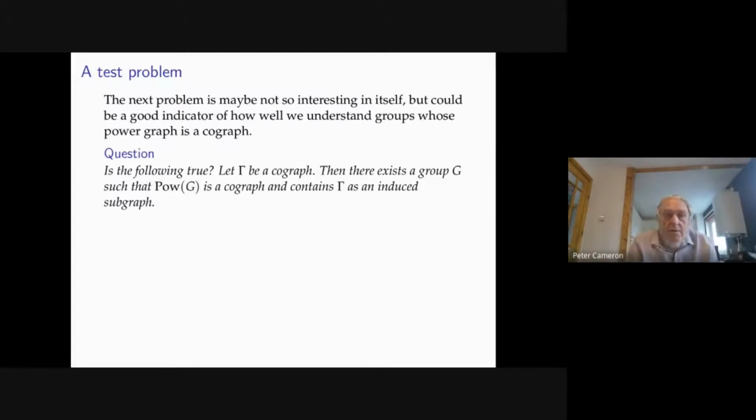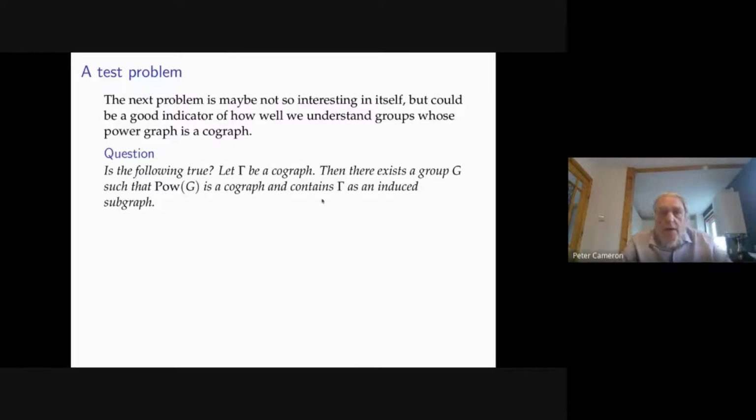But anyway, I propose this problem, which will be a sort of test case to see how we're getting on. Suppose we're looking at groups whose power graph is a cograph. Is that universal for the class of cographs? In other words, given any cograph gamma, can you find a group whose power graph is a cograph and contains gamma as an induced subgraph?